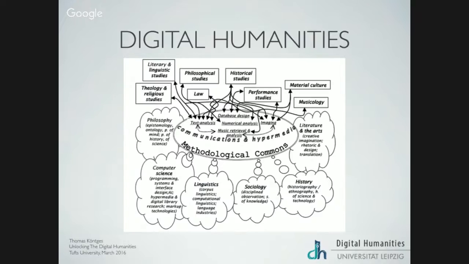Here we have a drawing of what digital humanities is. It's a good overview, I guess, and it's pretty much all or nothing. It's everything. It's all-encompassing. We have philosophy, computer science, linguistics, sociology, history, literature of arts. They're all in the methodological commons, and then they're doing database design, text analysis, numerical analysis, music retrieval and analysis, and imaging processing, whatever that means. This was done in the 80s, and we will talk about this as well.